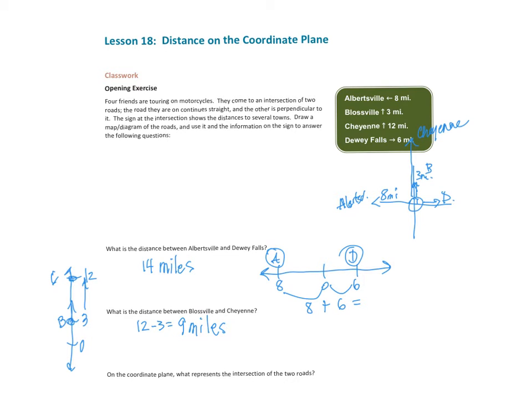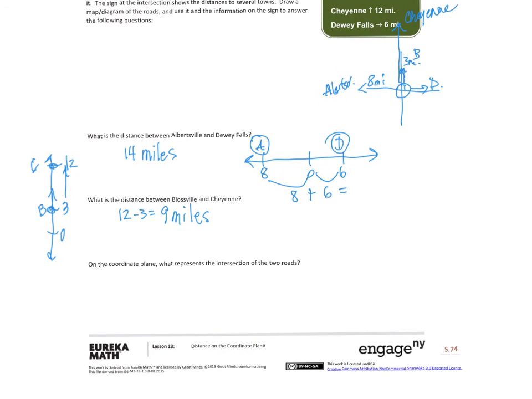Okay, and then, let's see, I still have one more question. On the coordinate plane, what represents the intersection of the 2 roads? Well, guess what? The origin. The origin is (0, 0). Boom, right there. Okay, next thing.